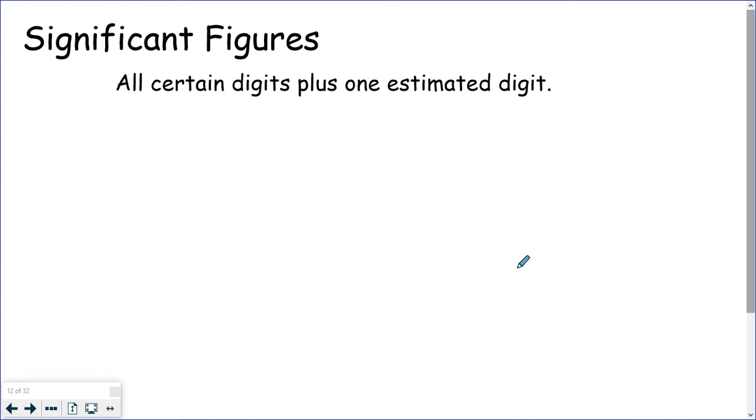And those numbers have a certain amount of precision that goes with them. And that's what significant figures are. It's a way to keep track of that precision. And significant figures are all certain digits plus one estimated digit.